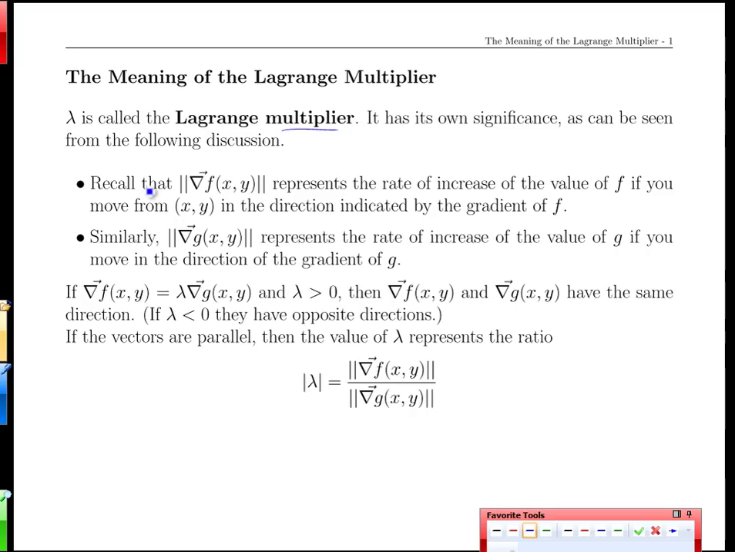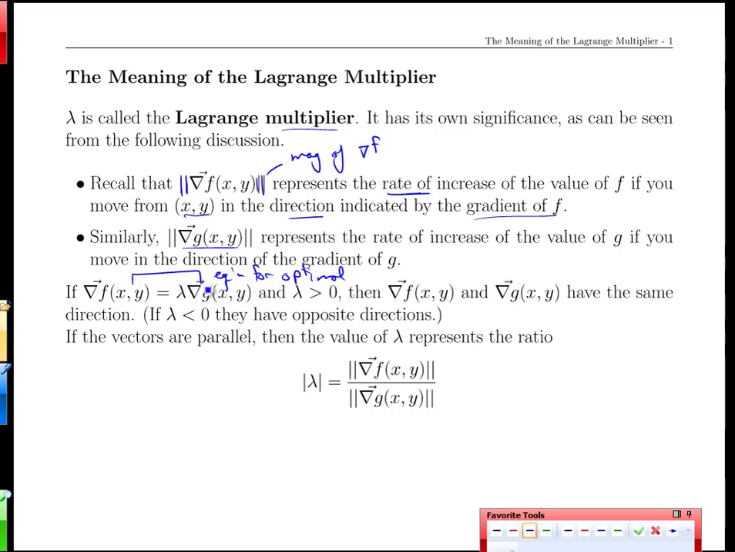What we can do is dissect it a bit, going back to properties of the gradient. So remember, these double bars mean magnitude. The magnitude of the gradient of f represents the rate of increase, so the slope in the direction of the gradient, or the rate of increase we can find if we move away from a point in the direction of the gradient. And by an exact analogy, the magnitude of the gradient of g would be the same thing, only how does g change?